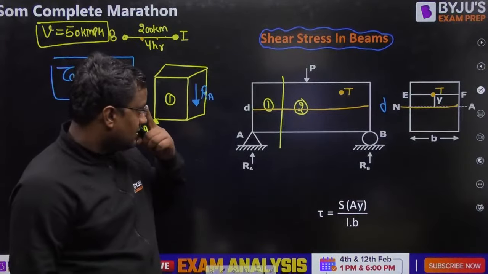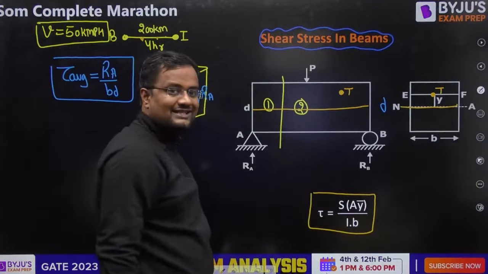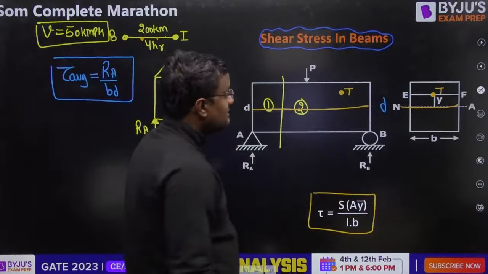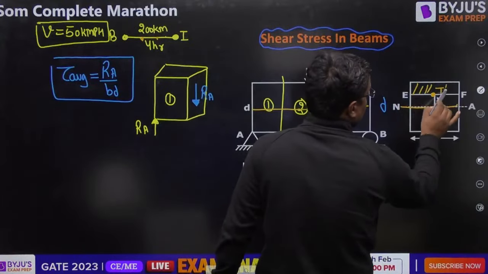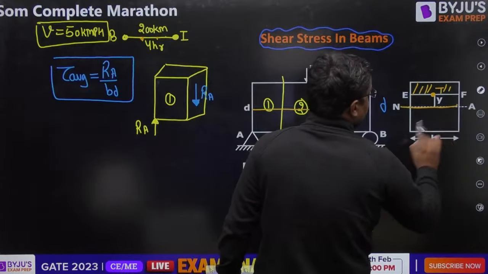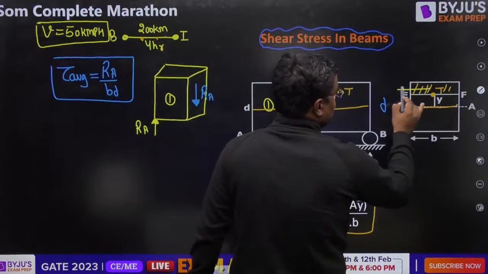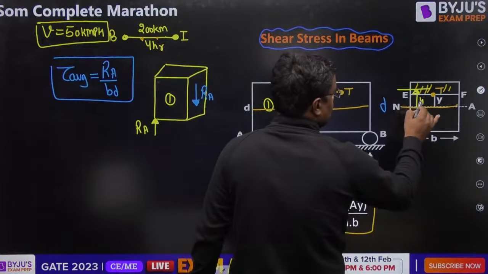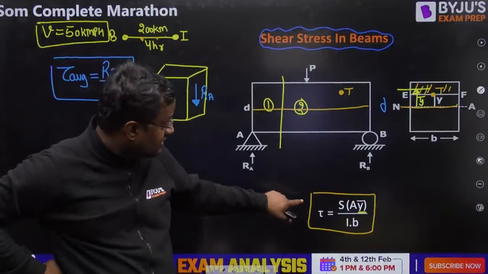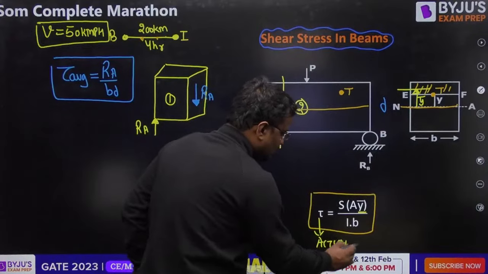Now, here the shear stress is given by S A Y bar by I B. S is the shear force at that location. See, from the right-hand side it is RB. A is the area above that. Okay, and if T is below, then the area will be this one. Area is above that. Y bar is the center of mass of this area, so Y bar is this. I is the moment of inertia about the neutral axis and B is the width. This is the actual shear stress.